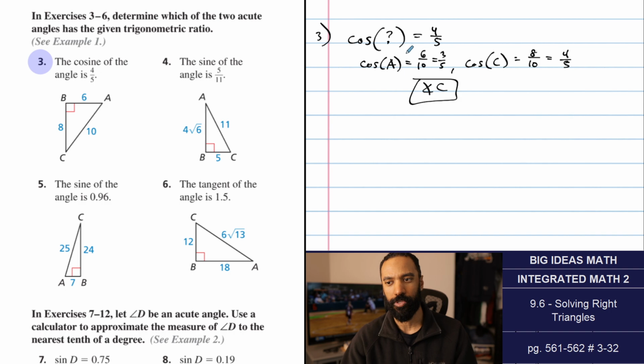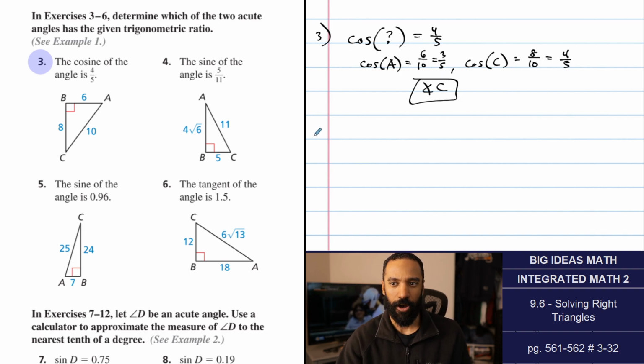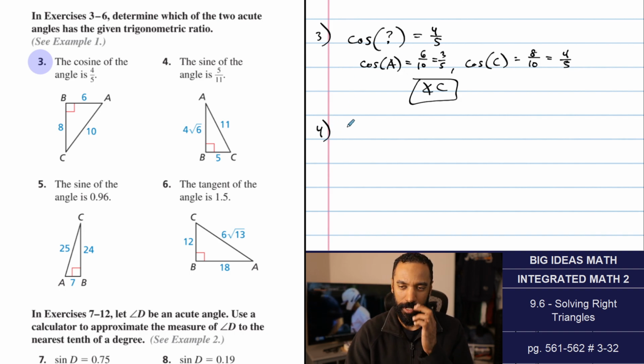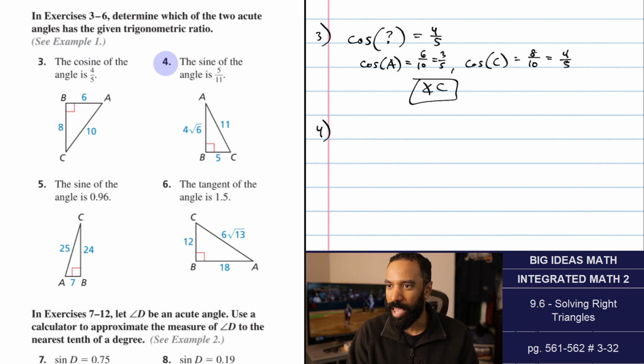So it's all about reducing the fraction. Make sure you know which one's adjacent over hypotenuse. I don't feel like I need to spend that whole test on it. I'll do it one more time. After that, we'll look at it. I'll still reduce it for you. The sine of the angle is 5/11.